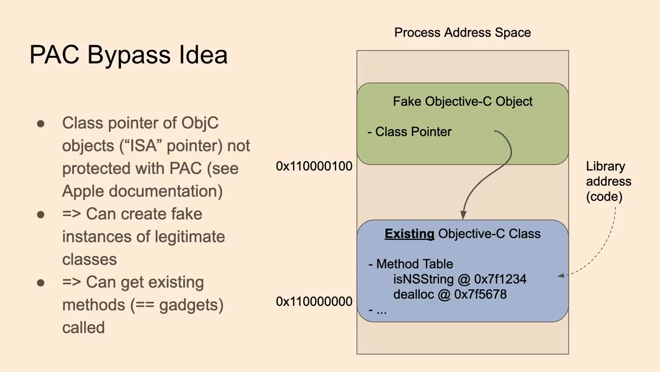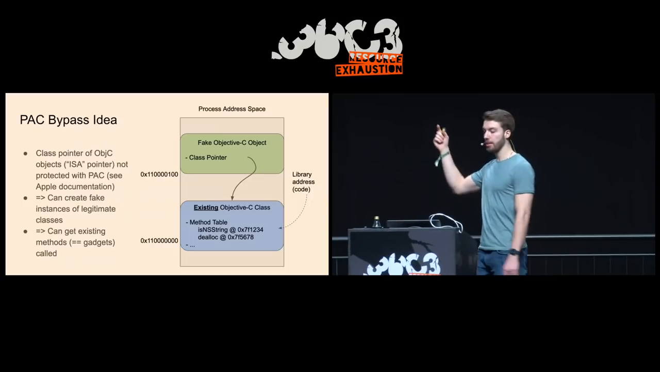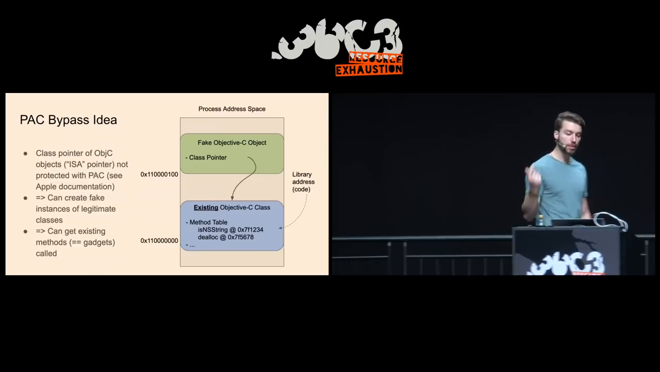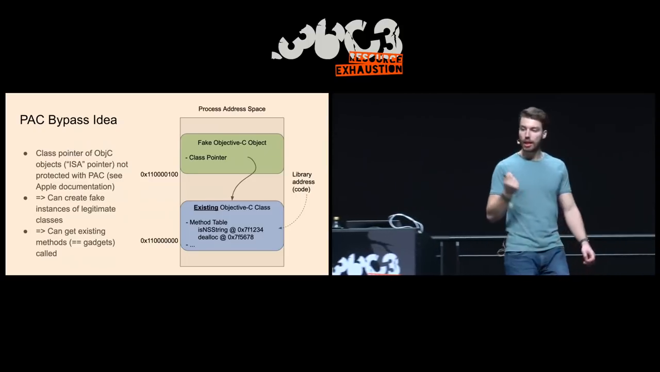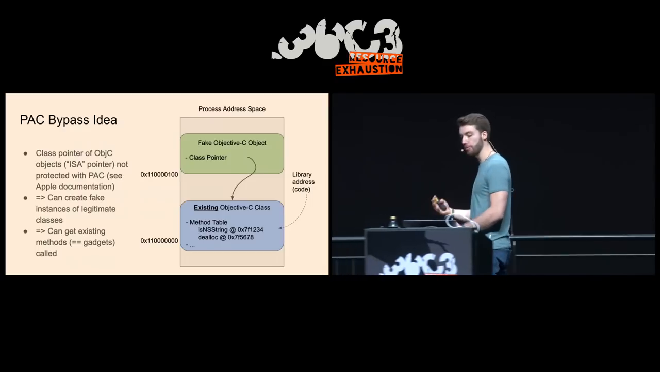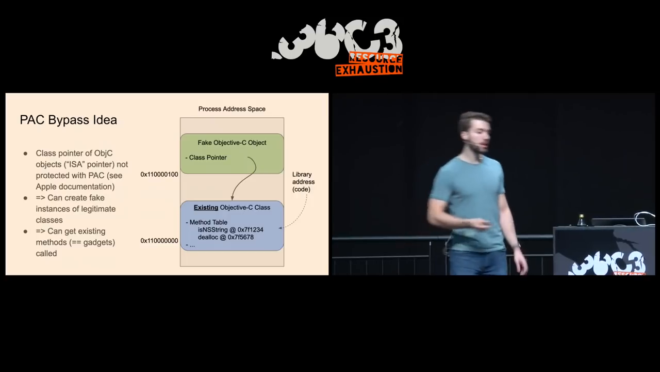So what do we do? One thing that's still possible, and it's even documented, is that the class pointer in the object, also called the ISA pointer, is not protected by PAC in any way, which means we can fake instances of legitimate existing classes, right? So in this case, we can have a fake object that points to a real class that has real, legitimately signed method pointers. So this still works. And with this, we can now get existing methods called out of place and kind of manipulate the control flow. These existing methods are basically now gadgets, if you want to think about it that way.